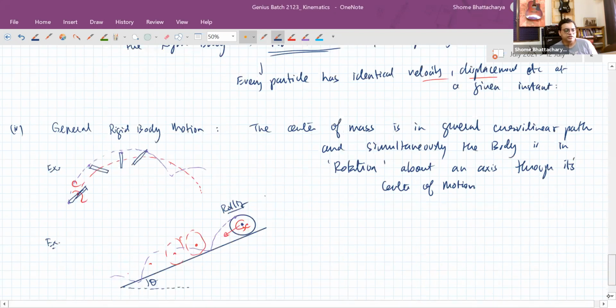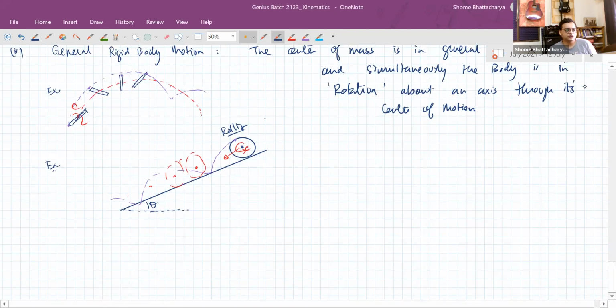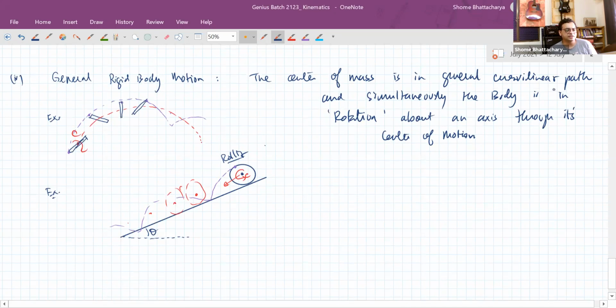Now the most complex type of motion, which we call general rigid body motion, is this type of motion. Something like this happening. In this, the center of mass of the body is in a general curvilinear path, which means it's not in a straight line path. While the center of mass is moving in its general path, the body is in rotation about it. In this one, it's slightly different. The center of mass is not in curvilinear motion, it's in a straight line path.